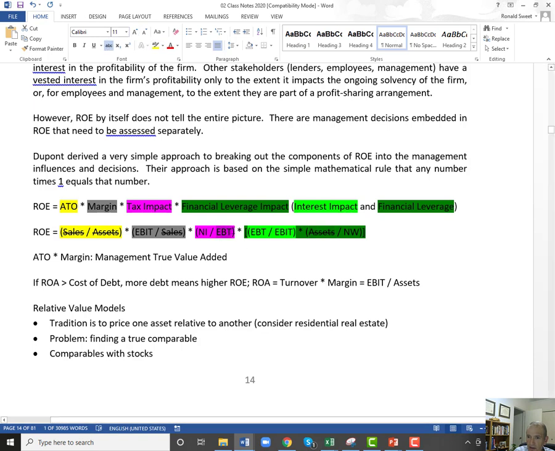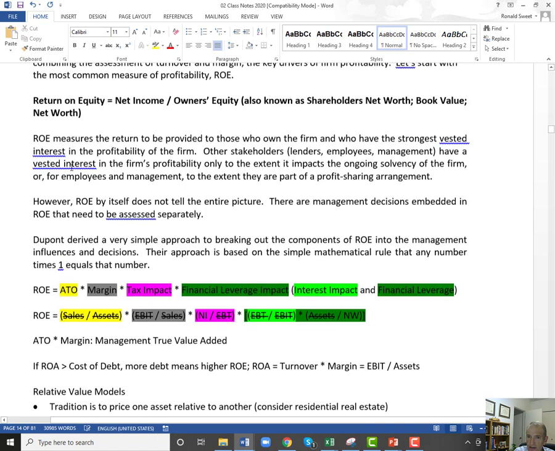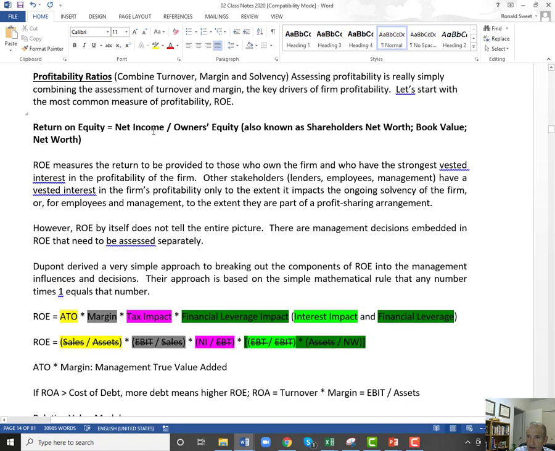Here we have earnings before taxes, so those two cancel each other out. Here we have EBIT in the numerator, EBIT in the denominator. Those two cancel out. And when you do all of that, what do you have left? Net income divided by net worth, exactly the ratio we showed up here. Net income divided by net worth.